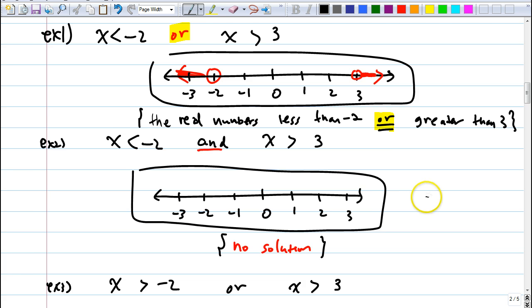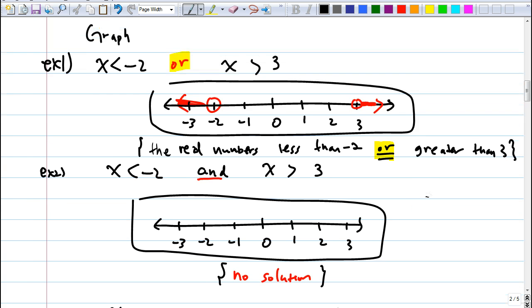And of course, to graph no solution, you put nothing on a number line like this. Does that make sense? If they ask you to graph, how do you graph no solution? You just draw the number line without anything on it. There you go, and you write no solution. Okay?